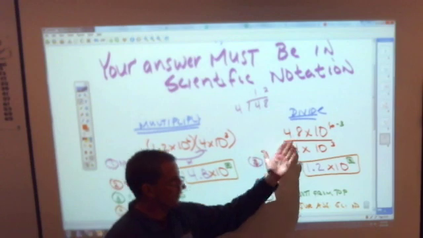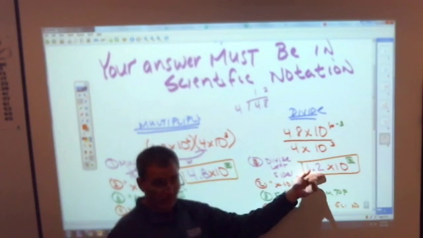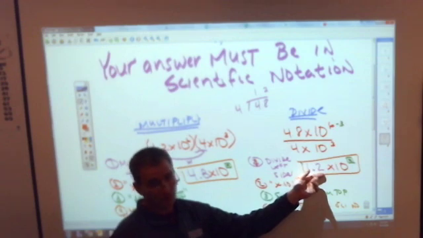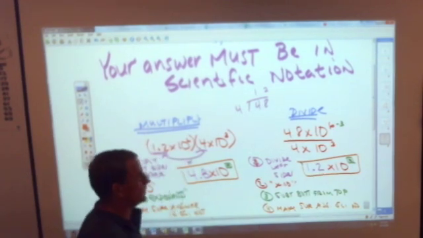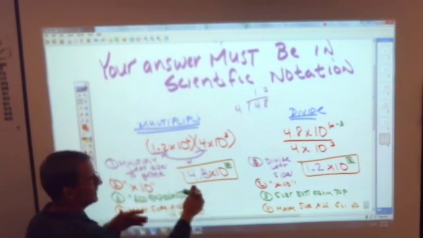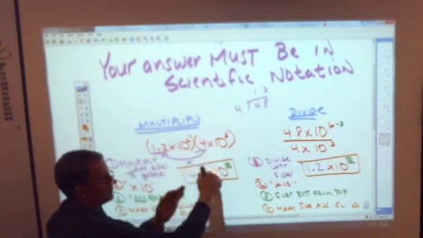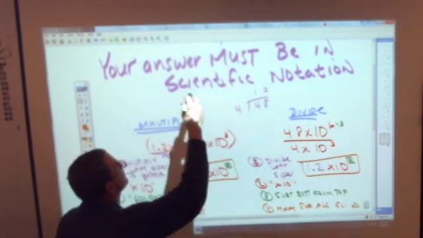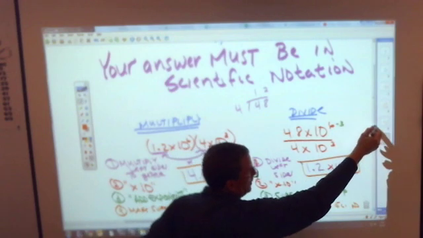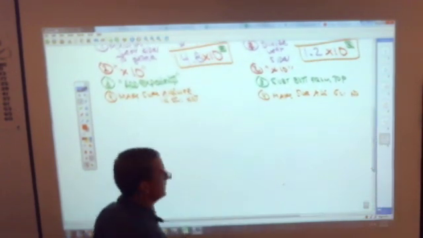Same thing here. Sometimes when you divide, you're going to get an answer that's less than 10, or less than 1, or less than whatever. Then you have to do some adjustment. So let's look at one where that happens. But do you see how they're related? This one you multiply and add exponents. This one you divide and subtract exponents.